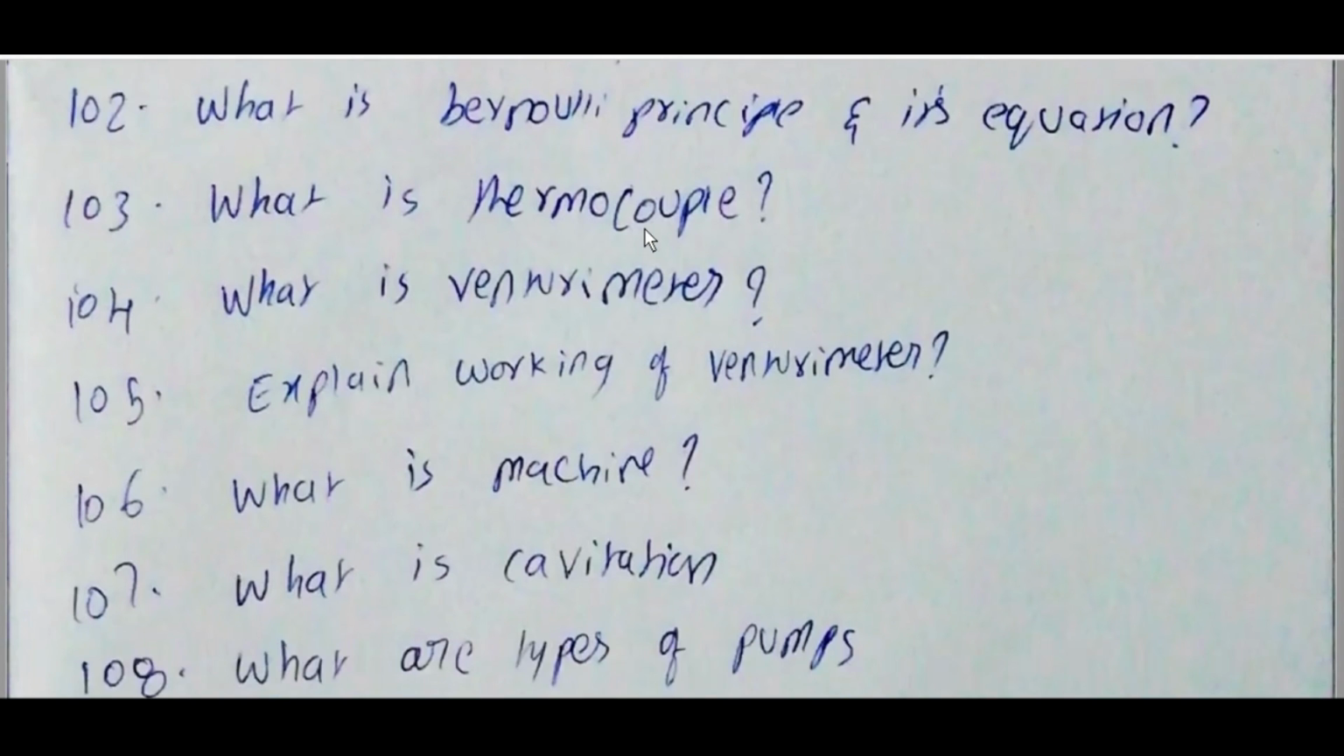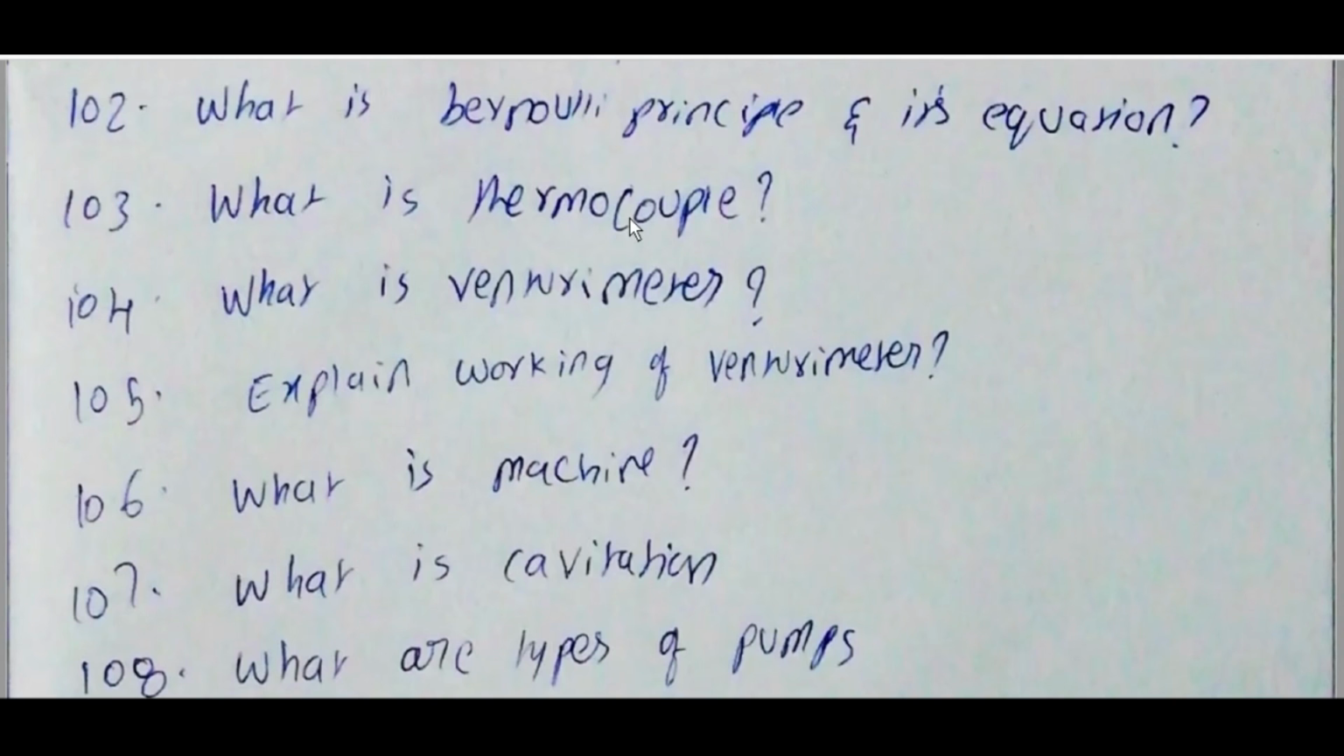What is venturimeter? Venturimeter is a device used for measuring the rate of flow of a fluid flowing through a pipe. Explain working of venturimeter. Working of venturimeter is based on Bernoulli principle. Q is equal to Cd A1 A2 by root of A1 square minus A2 square into root 2gh.